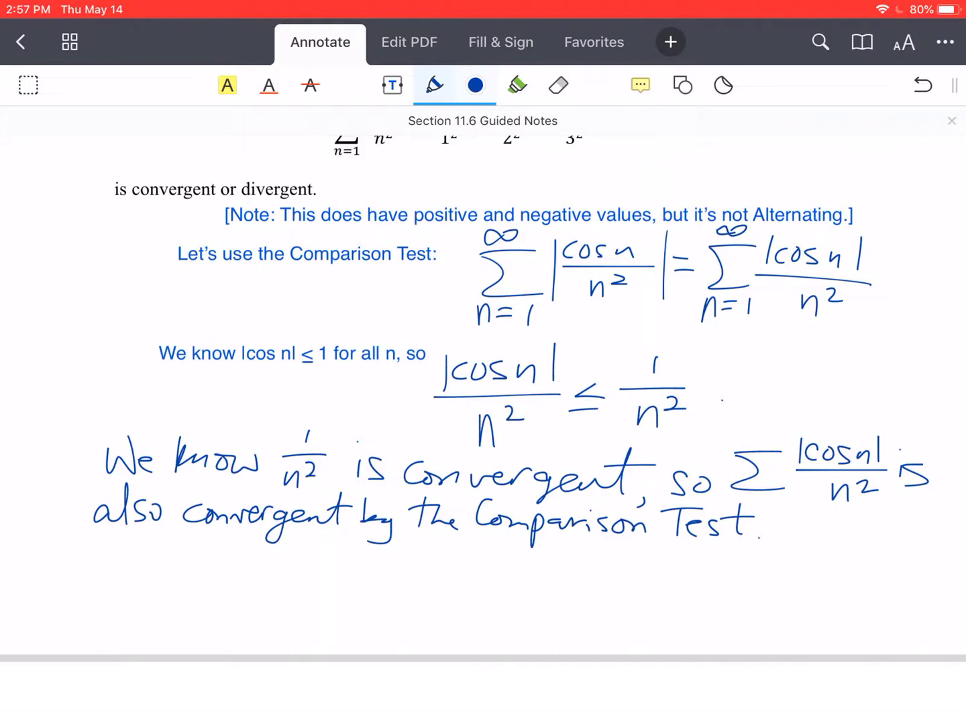Okay. And now since this one is convergent, that's the absolute value of that series is convergent, we can say thus our original series, cosine of n over n squared, is absolutely convergent.